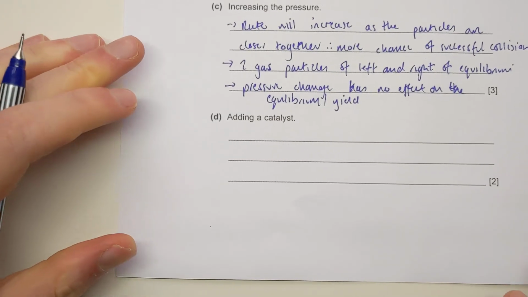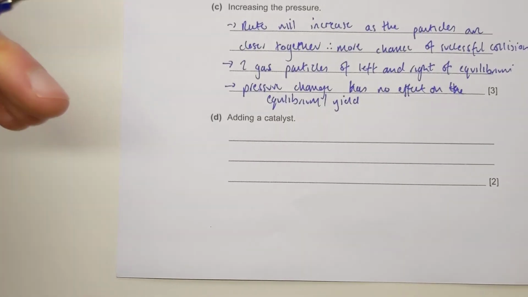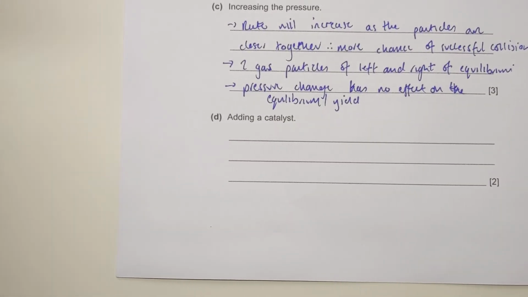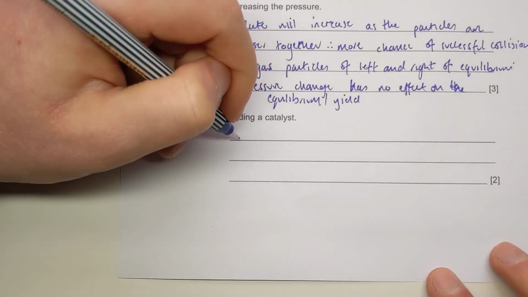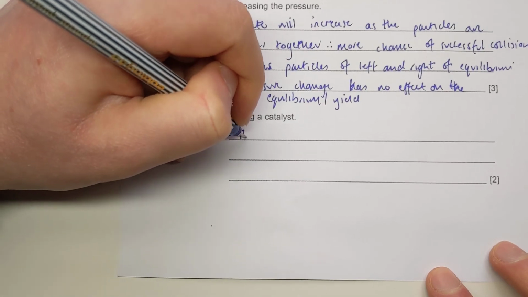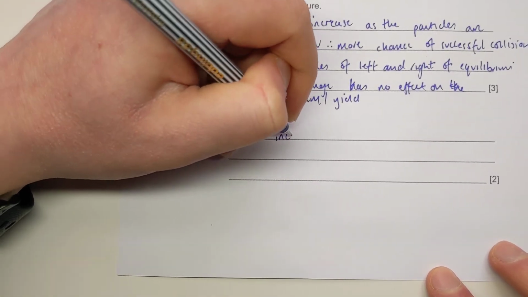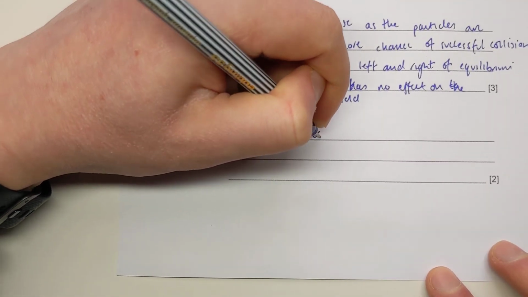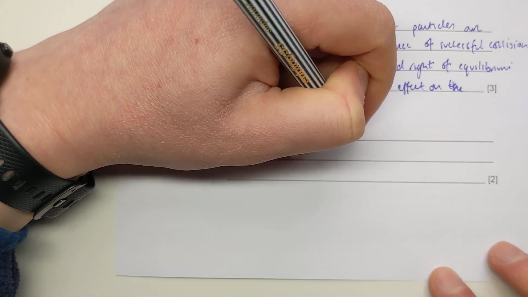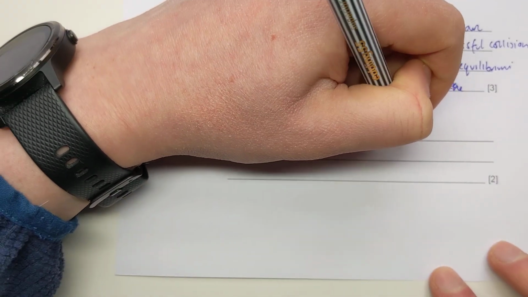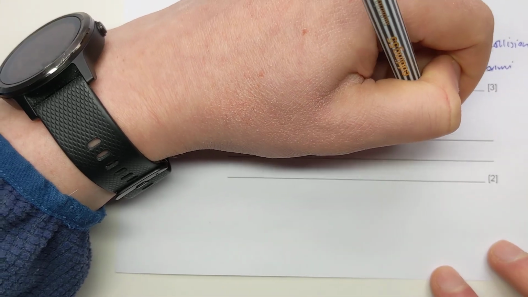The final one, adding a catalyst, so looking at rate first. So catalysts will always speed up the reaction. It doesn't matter that in this process speeding up both forward and reverse, that's still a reaction getting quicker. So, but we have to make sure we justify that. So rate increases because the catalyst provides a pathway of lower activation energy.